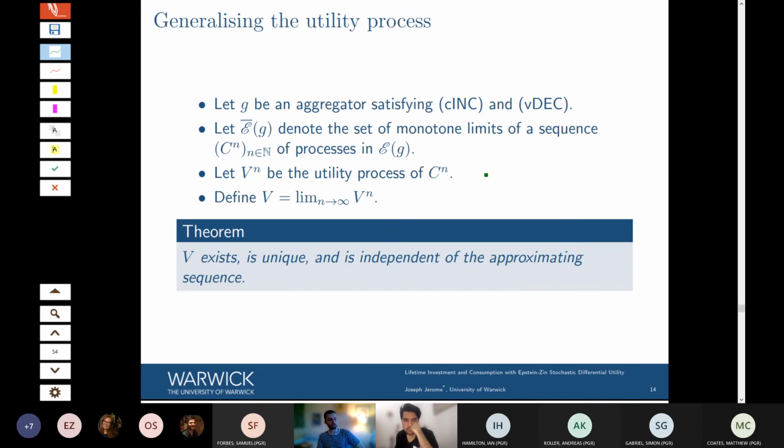So we prove this theorem. V actually exists, it's unique, and it's independent of the approximating sequence. So that means that if we have some C which is in this set, bar E of G, and we've got some sequence of evaluable strategies that approximates it, it means we can take any other sequence of evaluable strategies that converges to it, and they don't necessarily need to be equal, and we get the same value for V. So this is sort of saying that this is a sensible thing to use as a utility process. So we're going to call this object the generalized utility process.